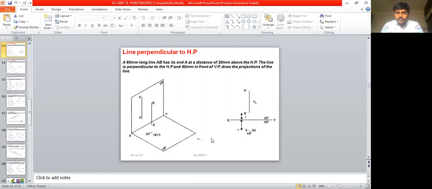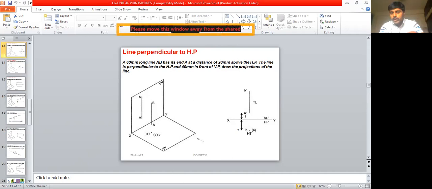See now, all of you. This is a line perpendicular to VP. Just now I told you, line perpendicular to VP. Now the question, please look at the question. A line perpendicular to VP, line length is 60 mm, nothing but capital AB is 60 mm. Look at the left hand side figure: how is AB? It is vertical, vertical to the horizontal plane.